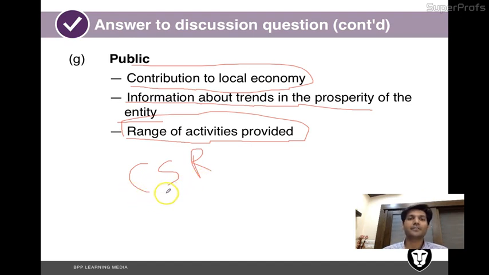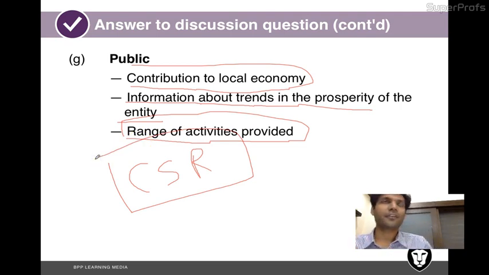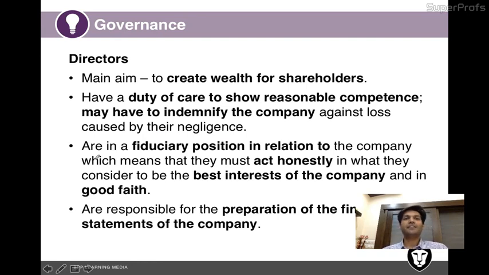I repeat, corporate social responsibility, which means all the companies, since they're making profit, they also need to make sure that they contribute some part of the profit to the local economy in which they operate. So suppose if a company has operations in a particular city, then the company must also do something for the well-being of the city, okay, from the profit the company has made. And then we have governance.